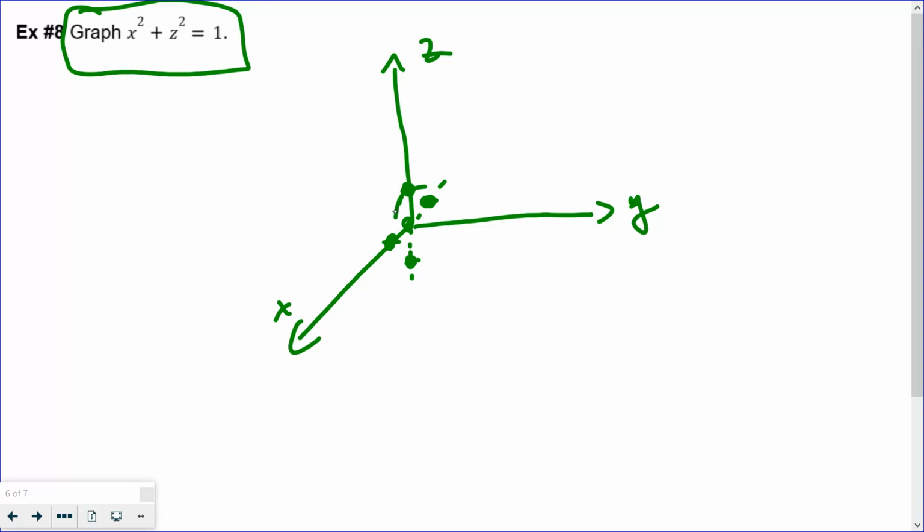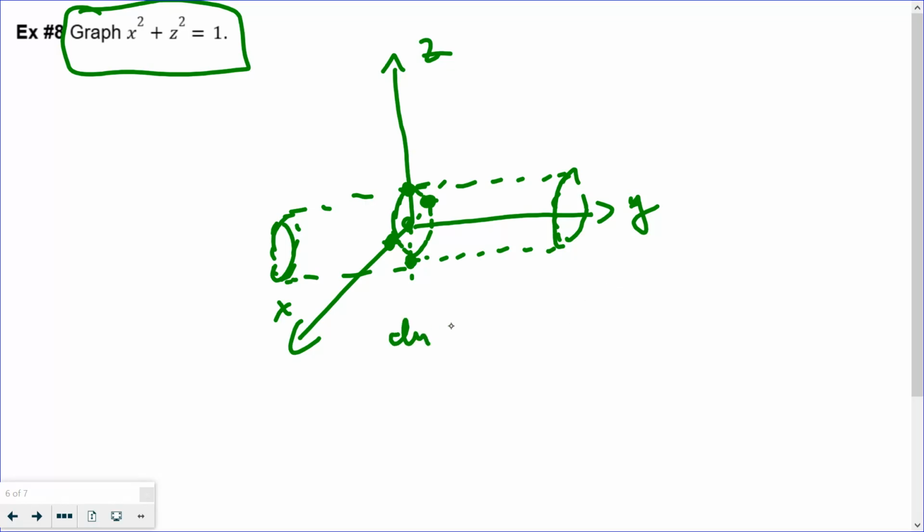And that's going to be a circle. And then guess what? It doesn't matter what y is. So guess what? You're getting all these circles that go on infinitely. Kind of nuts. Kind of really, really cool.